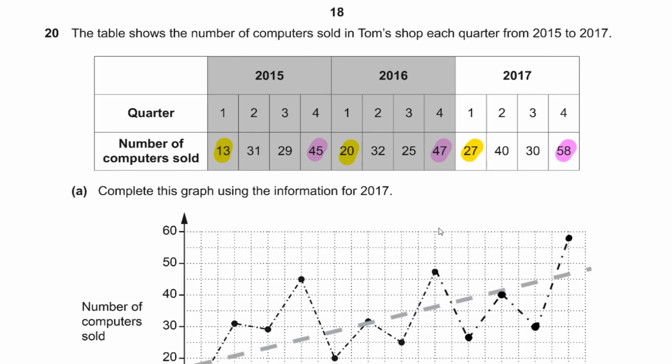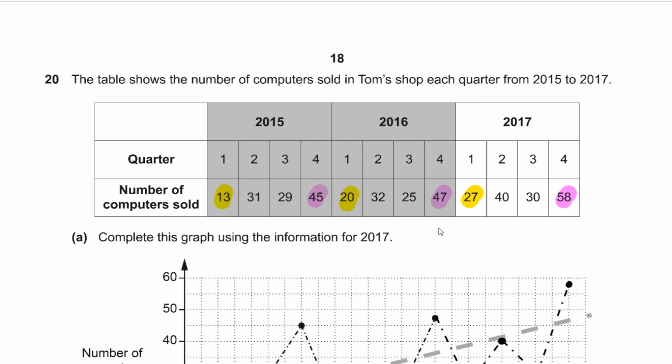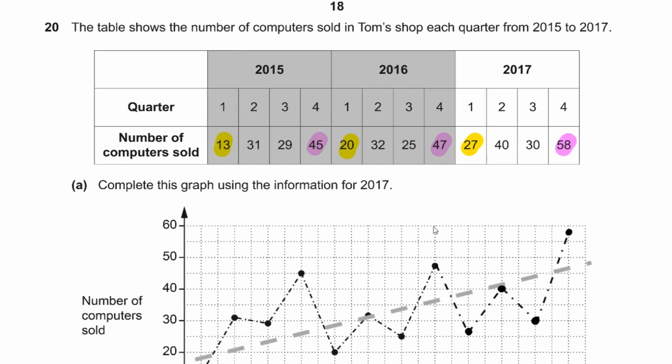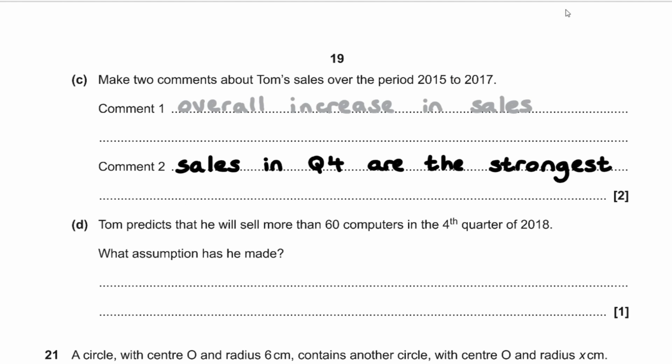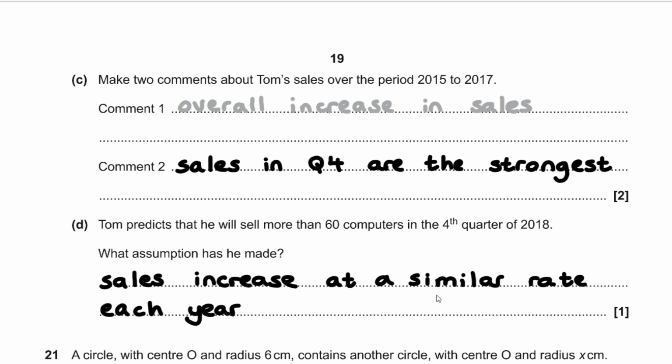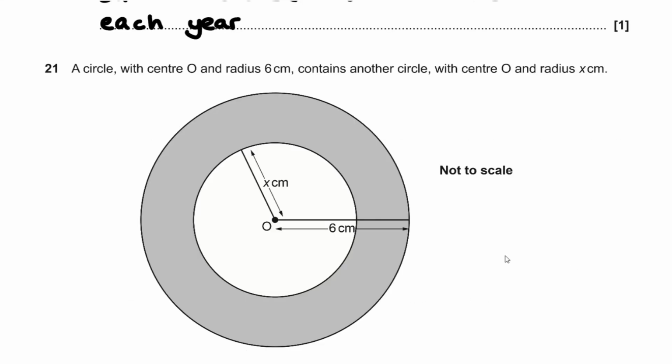Another comment, if we take a look at quarter 4 and the rise in quarter 4 compared to the other values, what you can see is the sales in quarter 4 are the strongest. Part D, Tom predicts that he will sell more than 60 computers in the 4th quarter of 2018. What assumption has he made? Well, the sales increase at a similar rate each year.